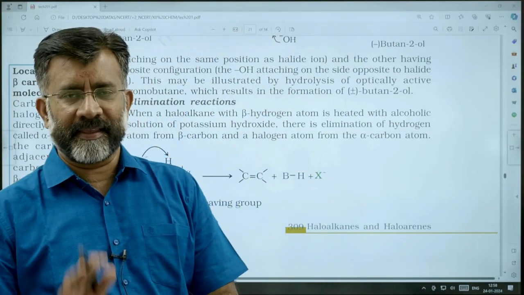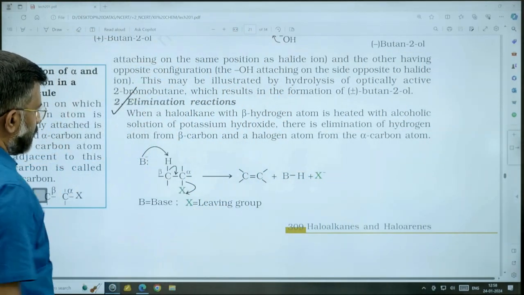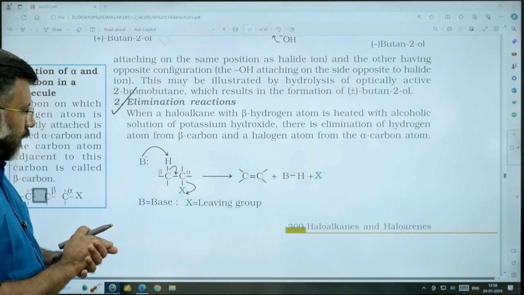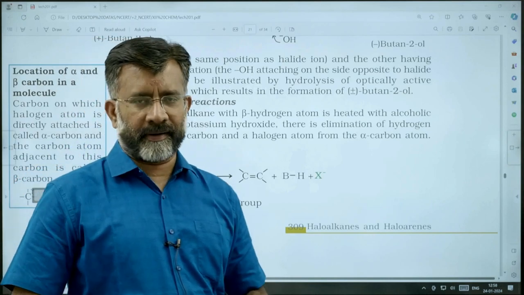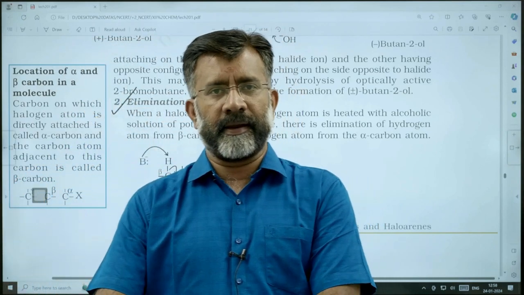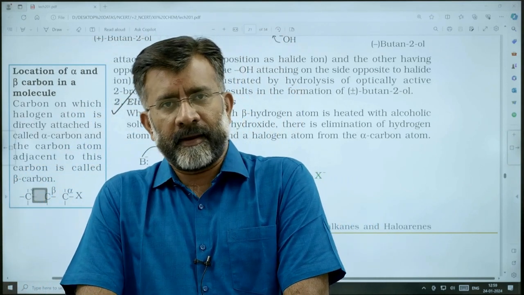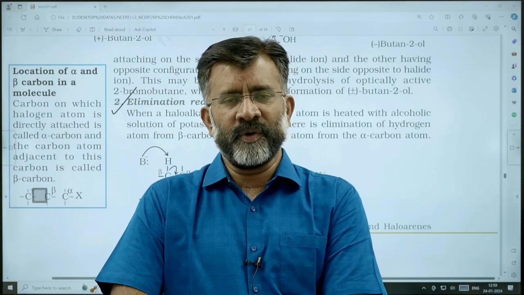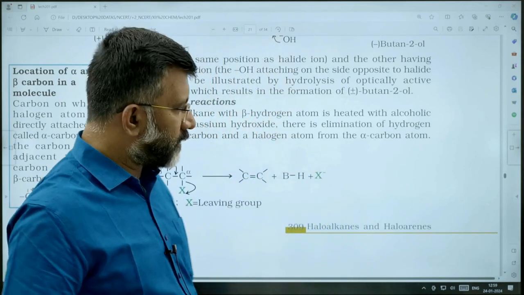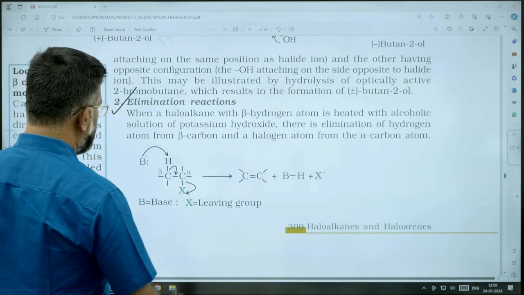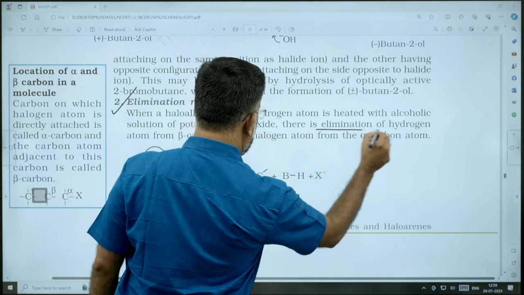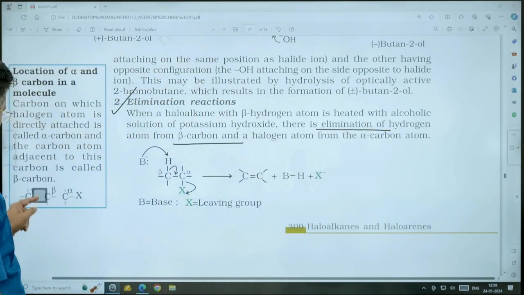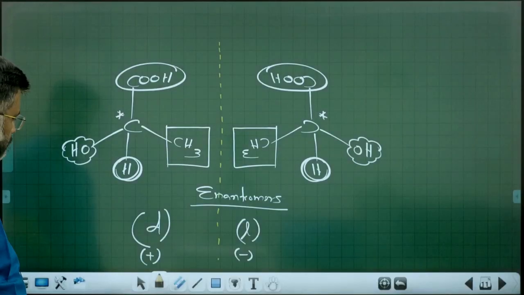Next is elimination reaction. It is called dehydrohalogenation reaction. An alkyl halide treated with an alcoholic solution of potassium hydroxide will give you dehydrohalogenation reaction. It is also called a beta elimination reaction, as a hydrogen atom is removed from the beta carbon.